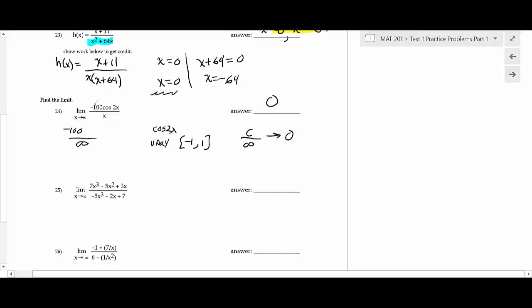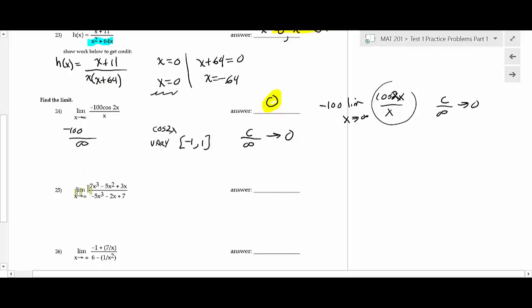Now you could use your limit laws if you wanted to. You could take that constant out, and you would have -100 times the limit as x goes to infinity of cosine of 2x over x. It doesn't matter. This thing right here is just going to be a constant over infinity, so it's going to go to 0. So that's how you reason that out. You have to have knowledge of graphs and how functions behave.